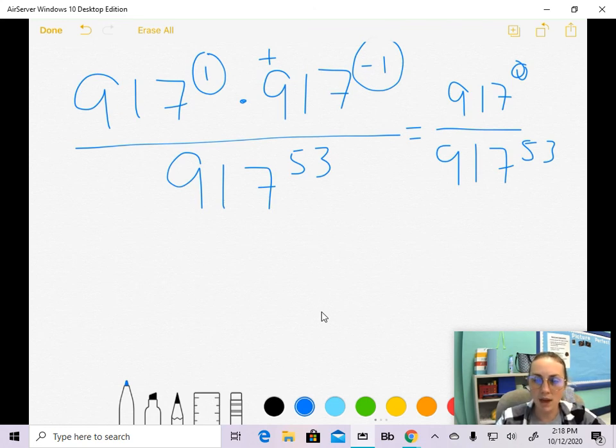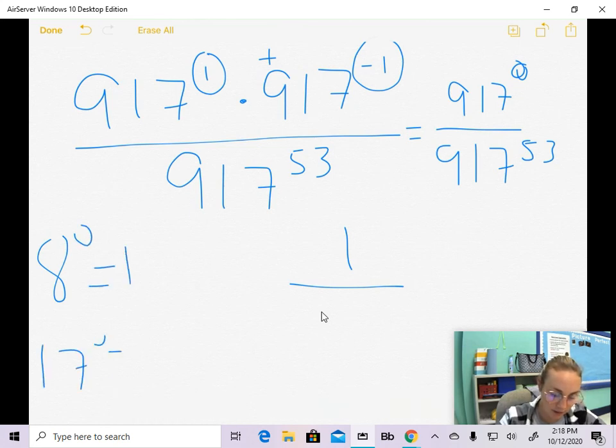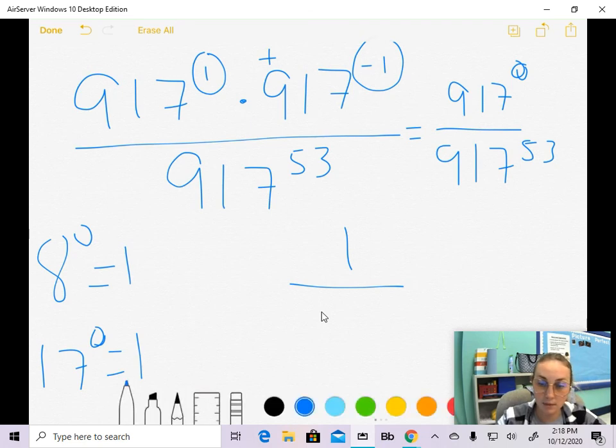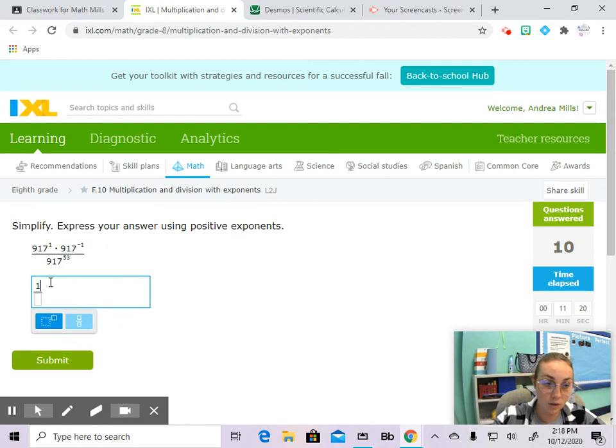Again, if you have anything to the 0 power, the answer is going to be 1. For example, 8 to the 0th power is going to be 1. 17 to the 0th power is going to be 1. So we can go ahead and put 1 in the numerator. I guess we'll put the denominator back in the bottom, and that's all you have to do. So that's going to be our answer. It's going to be 1 over 917 to the 53rd power.